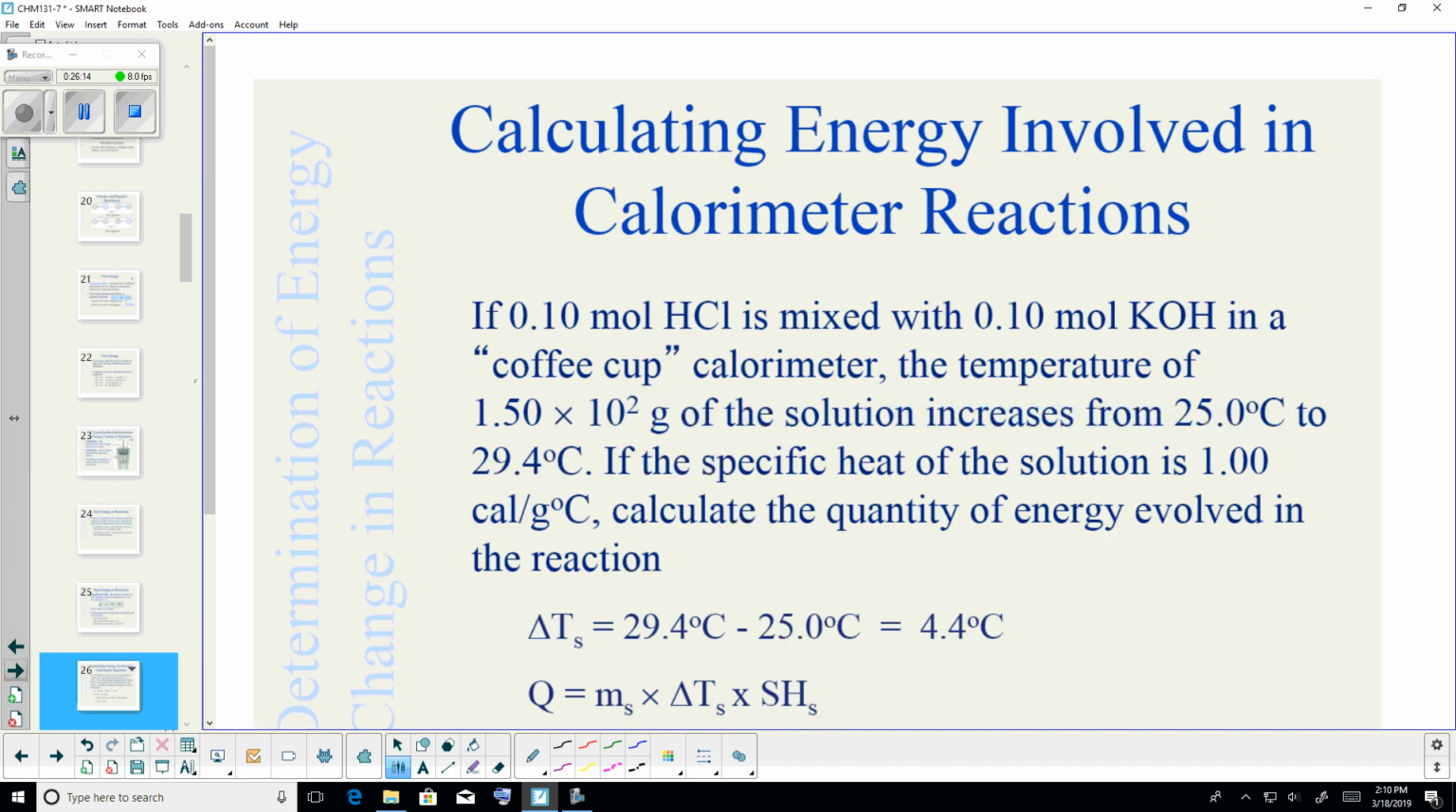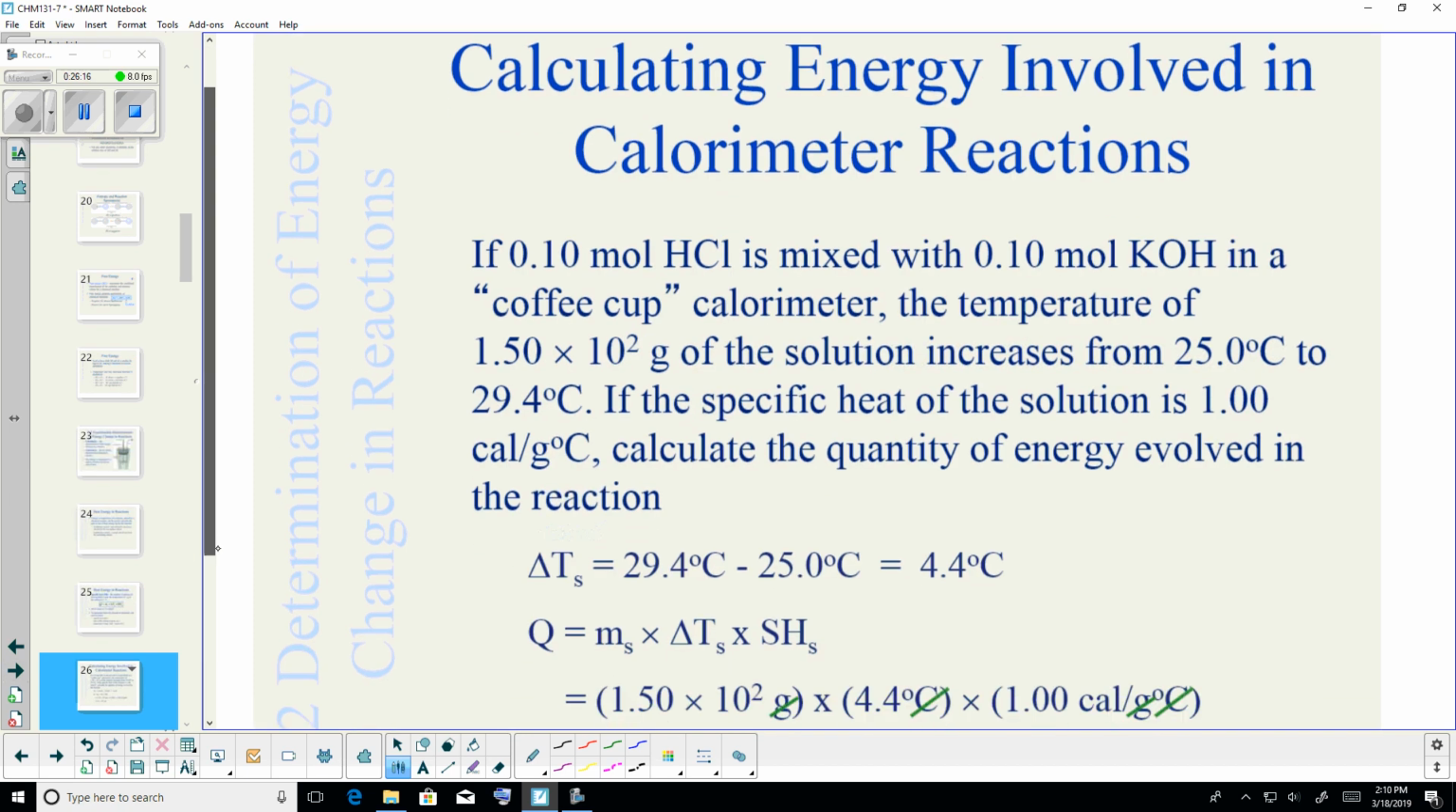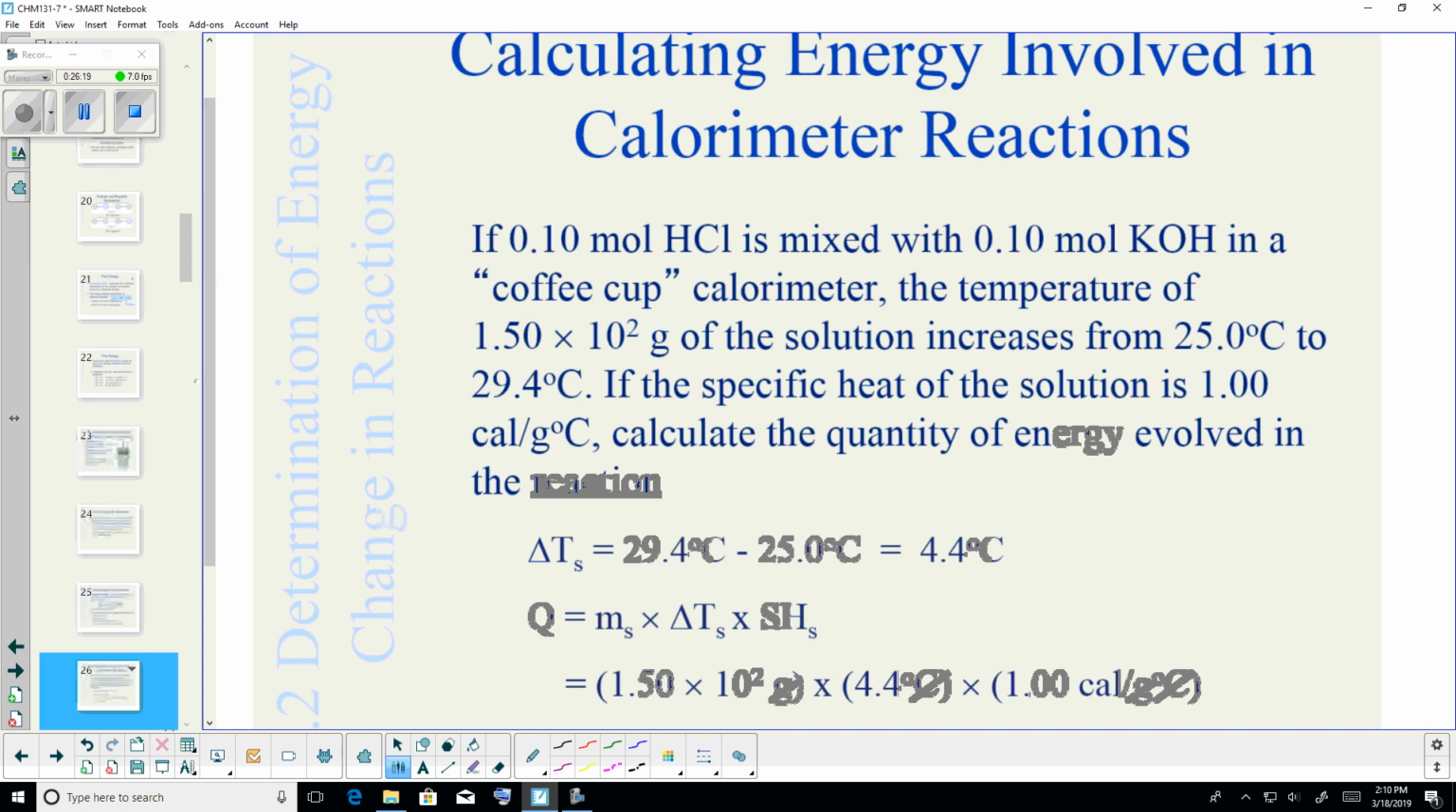So here we have 1/10 of a mole HCl mixed with 1/10 of a mole potassium hydroxide in a coffee cup calorimeter. The temperature of 1.50 times 10 to the 2, or 150 grams of the solution, increases from 25 degrees C to 29.4 degrees C. The specific heat of the solution is 1 calorie per gram per degree C. Calculate the quantity of energy evolved.